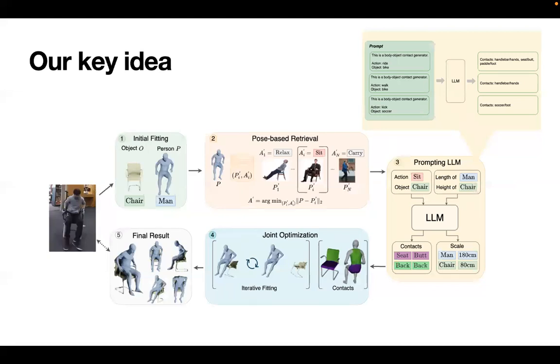To summarize, we propose a pipeline that leverages common sense knowledge extracted from large language models to solve the reconstruction task from images, and it allows us to easily scale to different interactions and object categories without the requirement for human annotations.